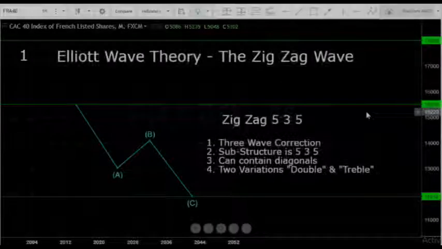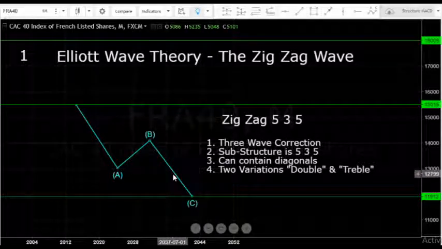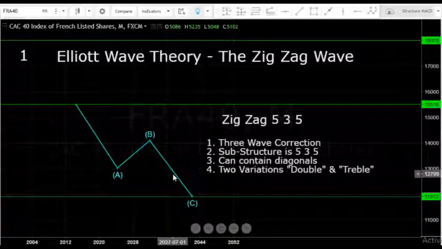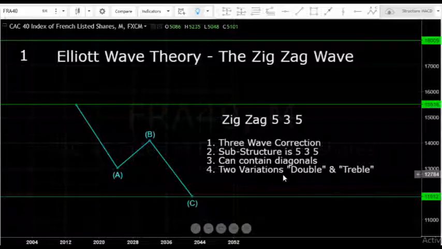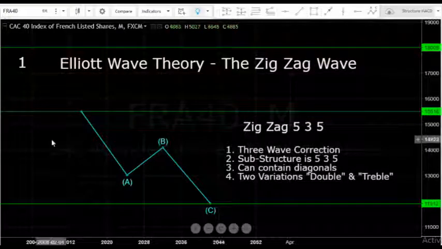Let's start with Elliott's zigzag wave. It has a 5-3-5 subwave structure. It's a three-wave correction, and it can contain diagonals, as we learned earlier when we were looking at diagonals. And it has two variations, which is a double and a treble 3. Now we'll look at that later on. For now we're just looking at the basics. So let's move on to our next slide.